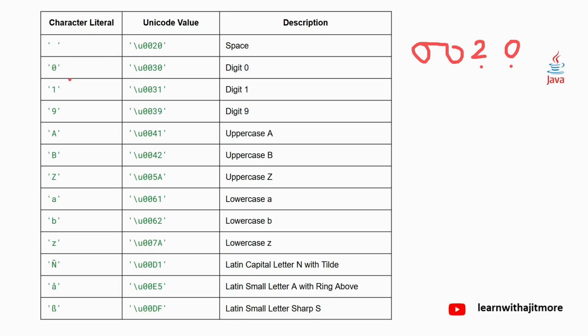Okay. Then the character 0. Character 0 is 48. And 48 in hexadecimal is 30. You can see, 16 raised to 0, 16 raised to 1. So 16 raised to 1 is 16. 16 into 3 is 48. Okay. Same way, capital A. Capital A is 65, guys. Right? And 65 in hexadecimal is 41. You can check. This is 1 only, and this is 16 into 4, 64. So 64 plus 1 is 65.